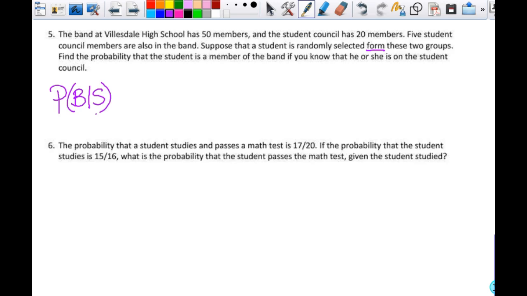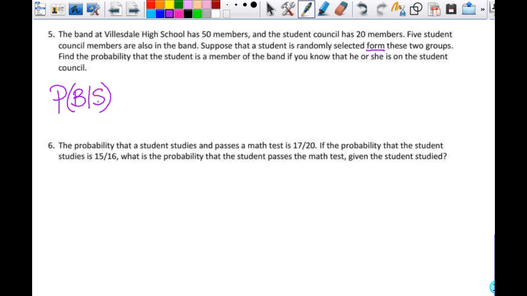And that may not make sense to all of you, so I'm going to show you a different way too. But it says what we know is that they're in student council. And so there are 20 student council members. How many of those people are in band? 5. So knowing that they're in student council, the probability that they're in band is going to be 5 out of 20. You with me on that?